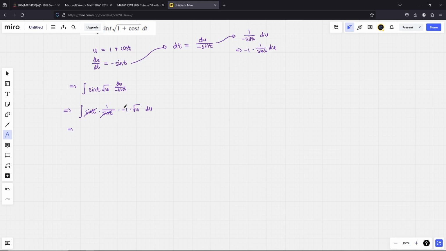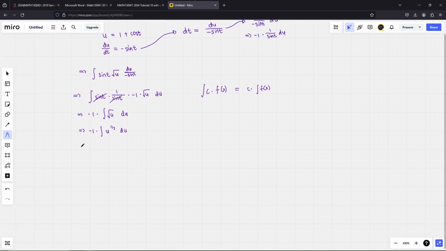Also, if I have the integral of a constant multiplied by a function, which is basically what this minus 1 is, it's just a constant, I can say that this is the same thing as the constant multiplied by the integral of the function. Okay, so we can take this minus 1 to the front and say this is the integral of root u du. Now what is root u? Well, root u is the same thing as saying u to the power of a half.